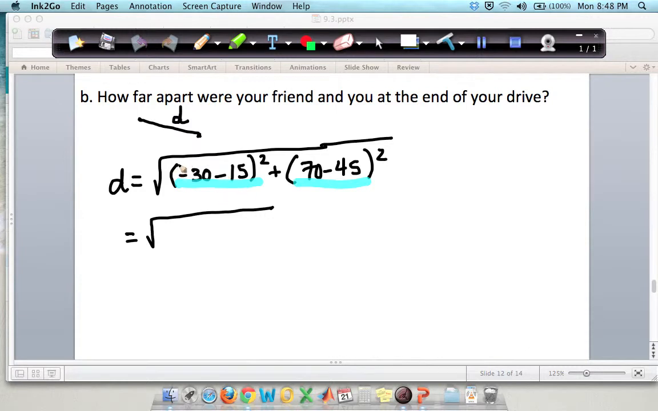So if you put this into your calculator exactly the way it looks, parentheses negative 30, and then a minus sign, 15 squared, etc., you should get 2650. And then I'm going to get an approximate answer here, since I want to have a visual of how many miles this is. You should get 51.5 miles. So I rounded there.